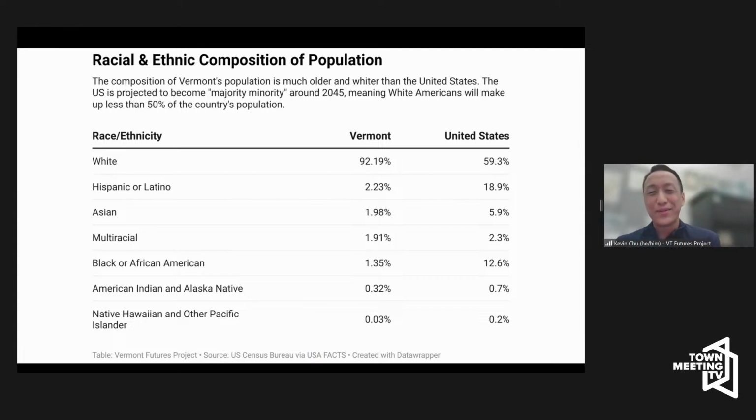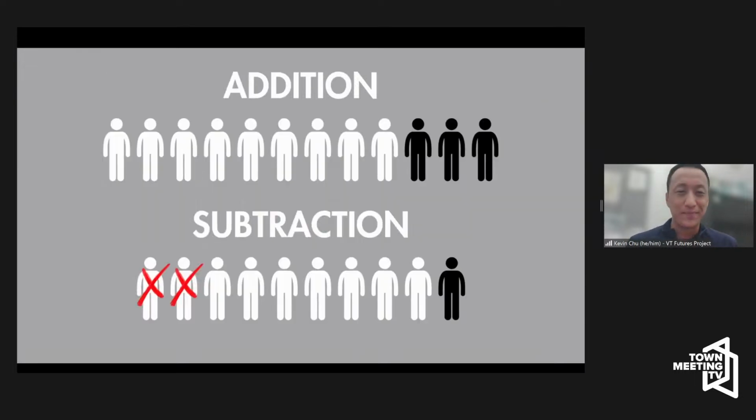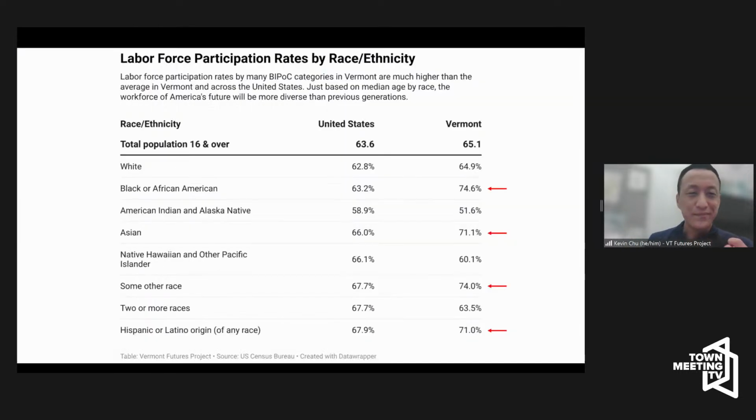So I'm going to simplify the math here a bit, right? 92% white. Let's say 9 out of 10 Vermonters are white. There are only two ways to change that ratio if we want to try to change it. We can do that through addition or subtraction. And subtraction doesn't help our workforce issue. And I also don't want to be responsible for picking who gets kicked out. So my vote is addition. Hopefully yours is too, but we can discuss that in the Q&A.